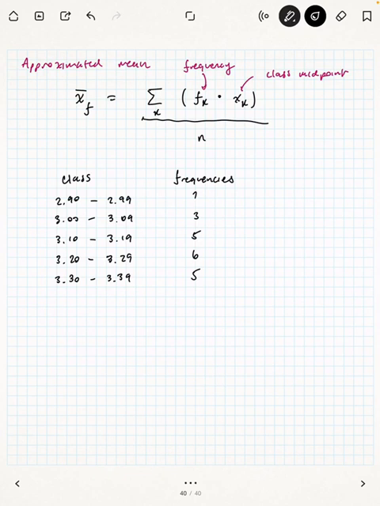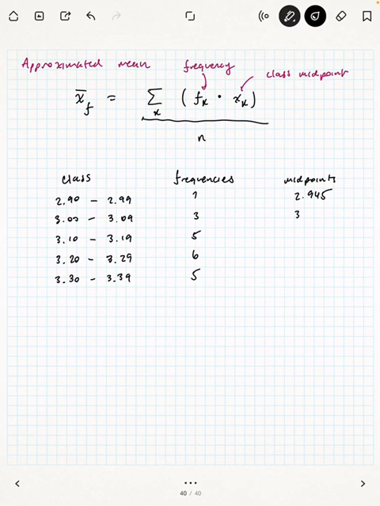We need one more thing, though, here. We need to find the class midpoints. So the class midpoints, remember, we calculate each one by taking the arithmetic mean of the class limits. So the first one would be 2.90 plus 2.99 divided by 2, and that should be 2.945. A helpful hint when you're computing your class midpoints: they're all one class width apart, so you can just add 0.10 to each one.